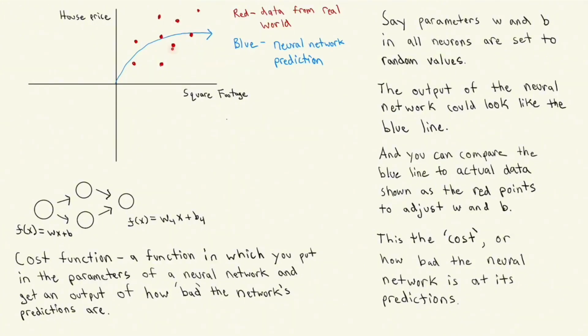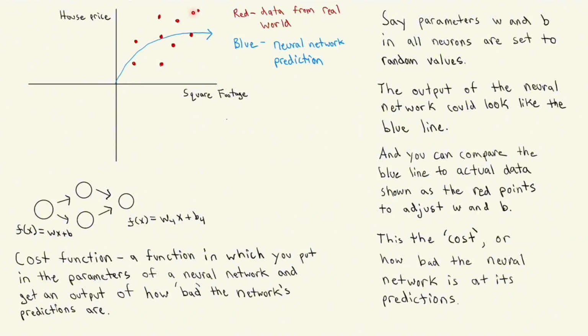And what we can do is adjust W and B in each neuron by using these real house prices. Adjusting W and B in each neuron is going to change what this prediction function looks like. So how is this done? Well, one way to do it is to measure how bad the neural network currently is at predicting things. This is something called cost.